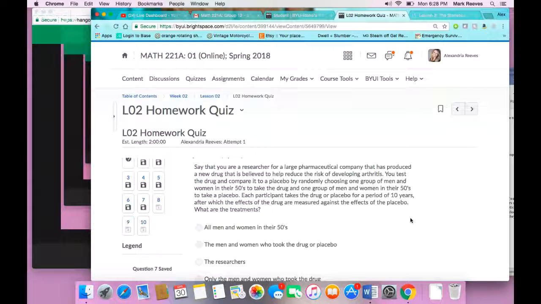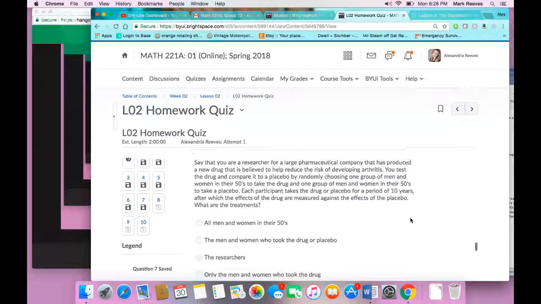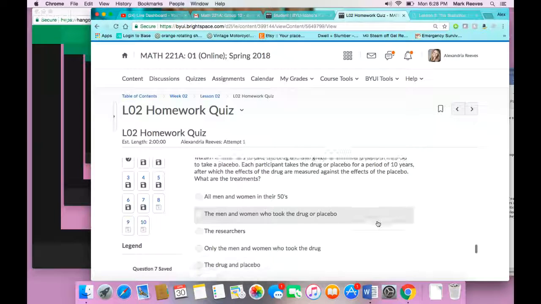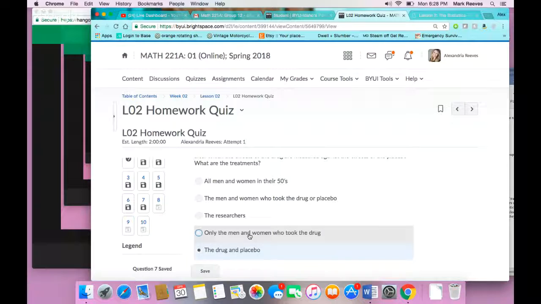So the treatments are the drug and the placebo. Those are the 2 things that people are given. Yeah, the new or experimental condition that is imposed on the subjects. So it's the drug and the placebo. So the last one.